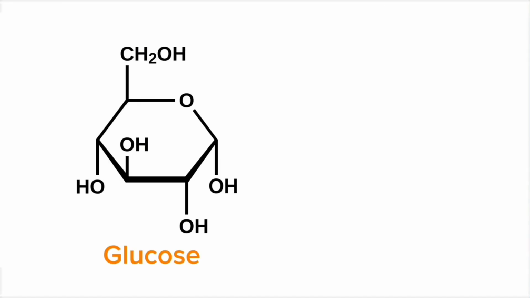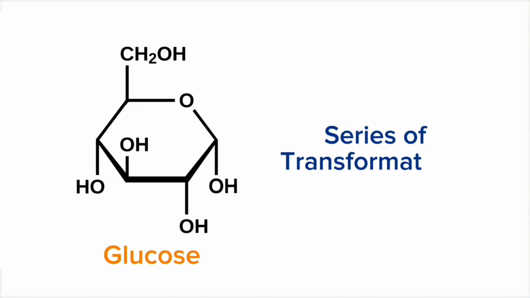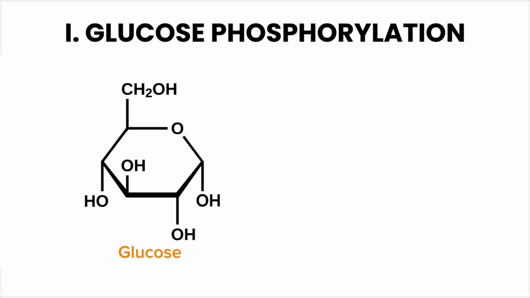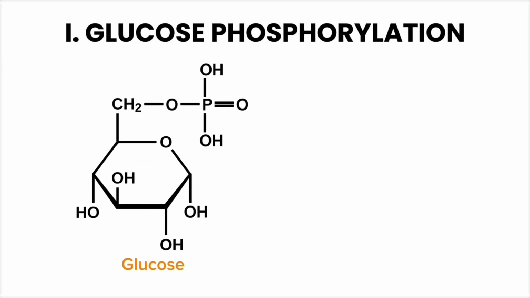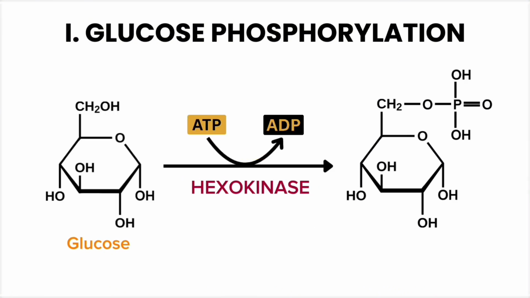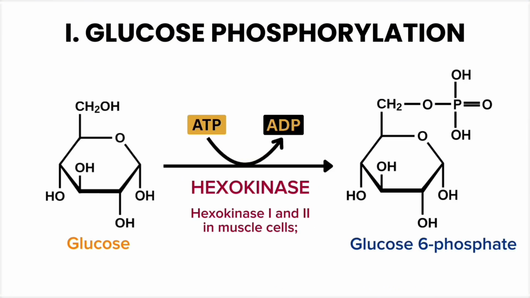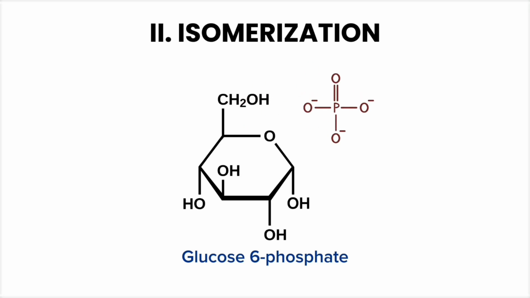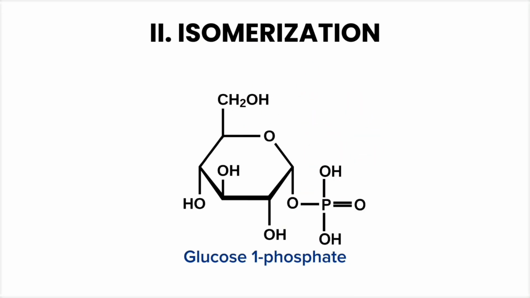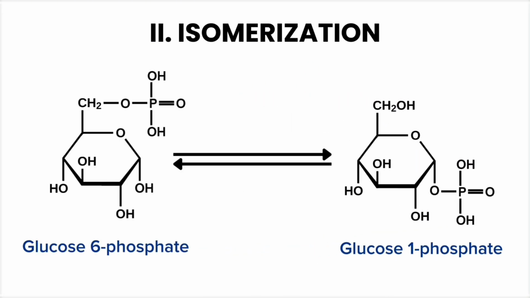To start the process, once inside the cell, glucose undergoes a series of transformations. First, glucose is phosphorylated by adding phosphate to the 6 carbon in the glucose using the enzyme hexokinase to form glucose 6-phosphate, hexokinase 1 and 2 in muscle and hexokinase 4 in the liver.